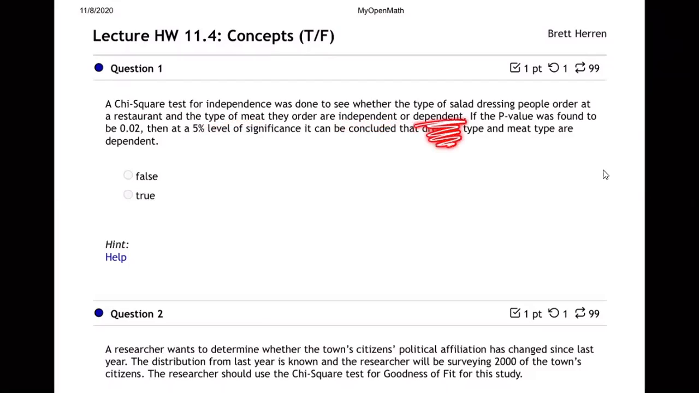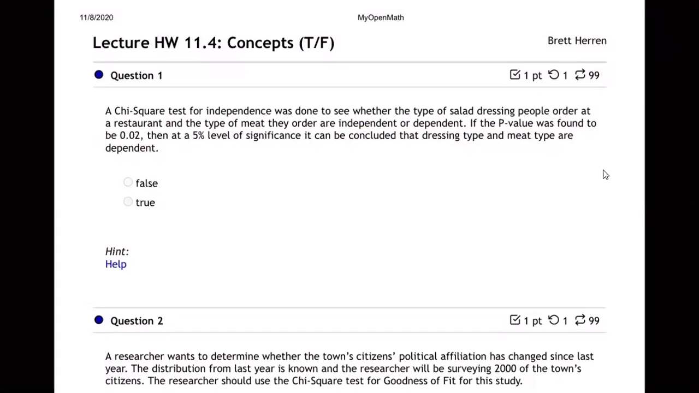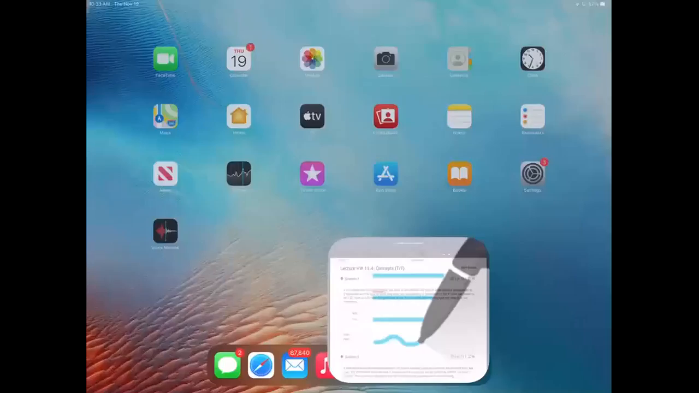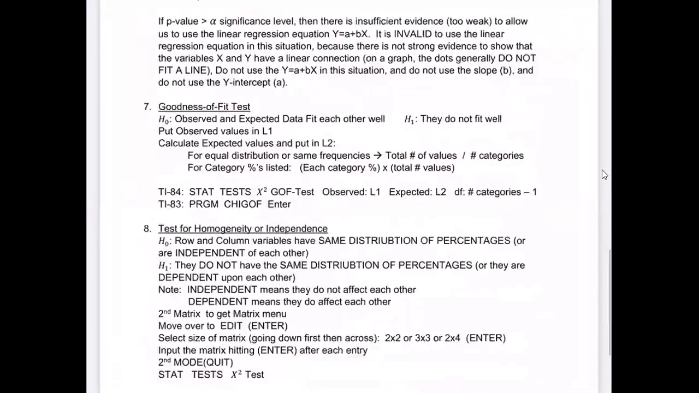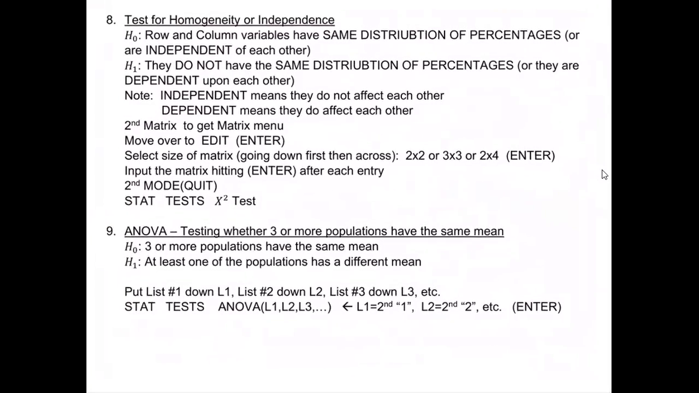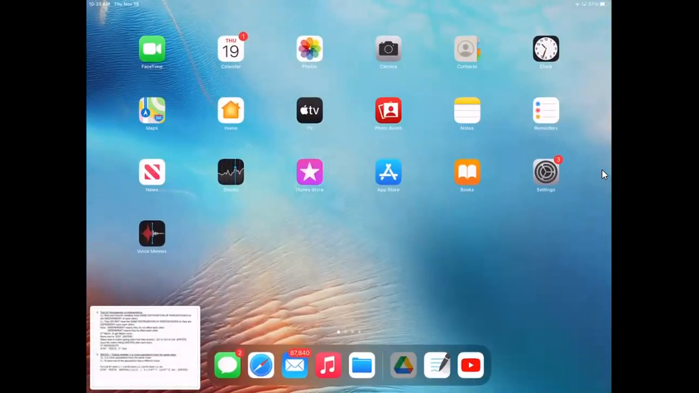Dependent means they affect each other. Let's go, if the p-value was found to be 0.02, then at the 5% level, it can be concluded that they are dependent. Ooh, is that true or is that false? Well, what we have to remember, this is a test for independence, right? So let's go to the notes real quick and let's look at the test. You'll have these with you during the exam. Here's how you would do this question on the exam. You would have these notes, test for homogeneity or independence.